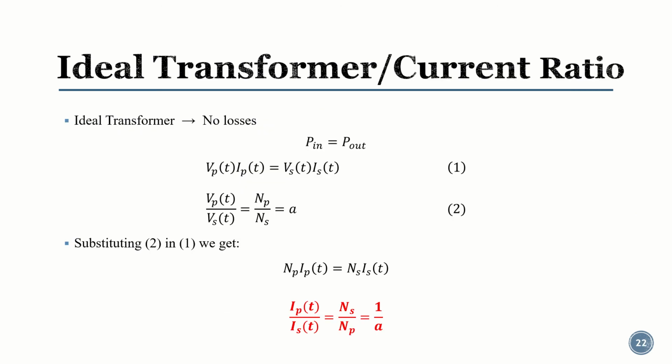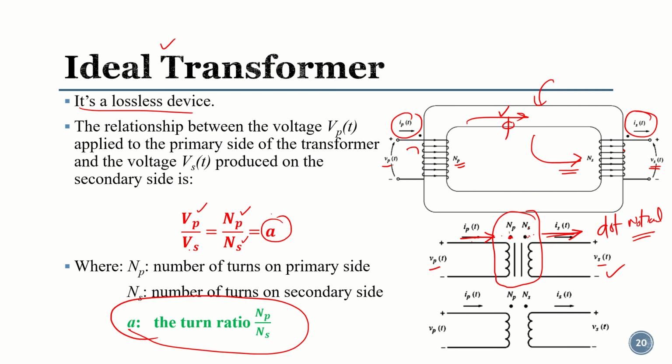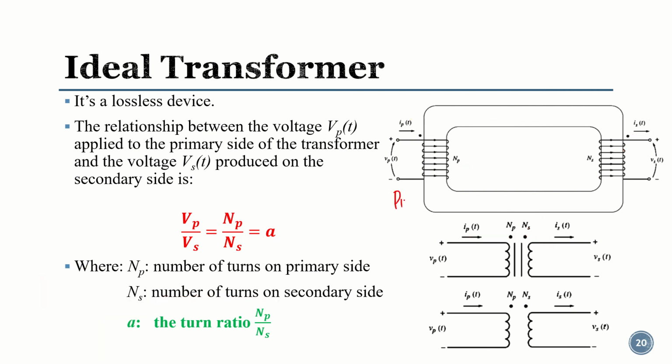So we are talking about the lossless transformer. Lossless transformer means the input power of the transformer will be equal to the output power of the transformer. This is the basic assumption of a lossless transformer. So input power is equal to the output power. Input power is basically the multiplication of the primary voltage and the primary current, and the output is the secondary voltage into secondary current.